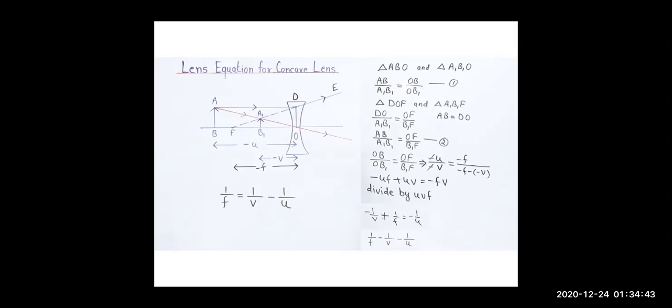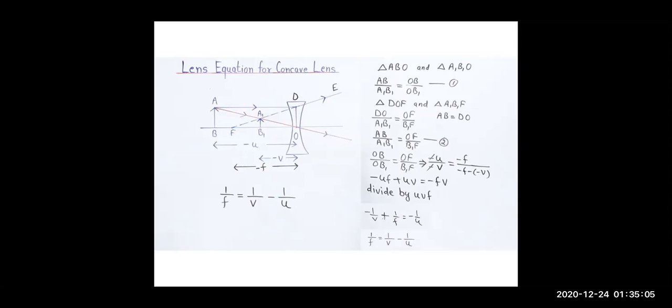So the distance OB is the object distance, that is on the left hand side, so it is minus U, right? The image distance, that is B1O, again it is on the left hand side, so it is minus V, right? Next, OF is the focal length, again it is on the left hand side, so it is minus F. This much is clear? Now we are going to consider two triangles.